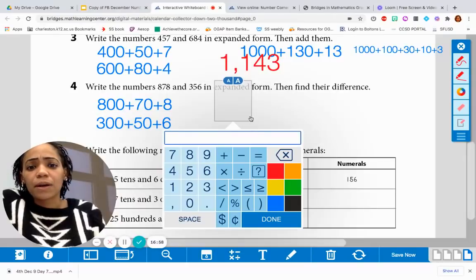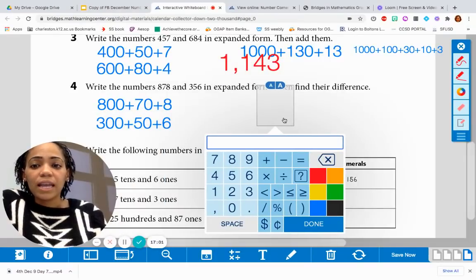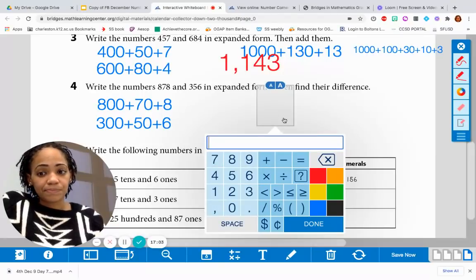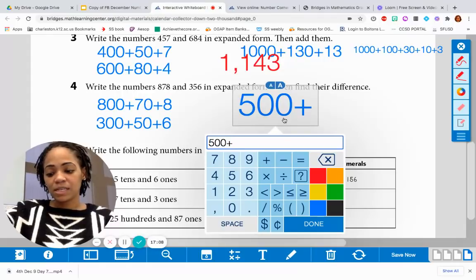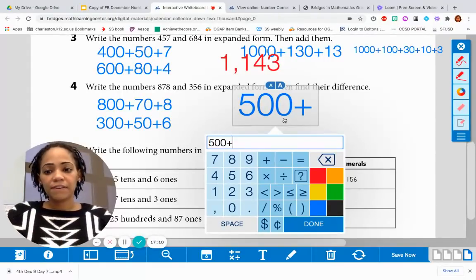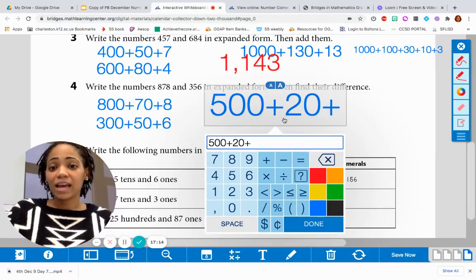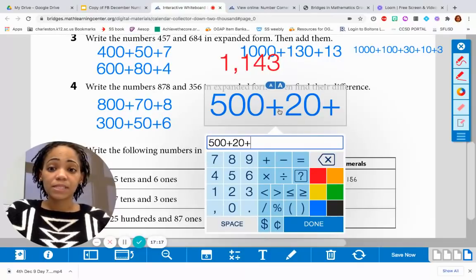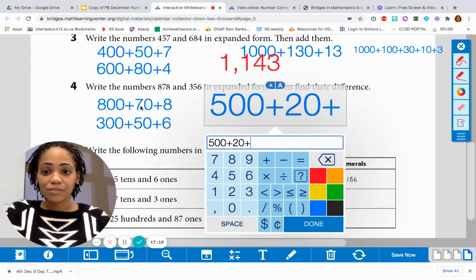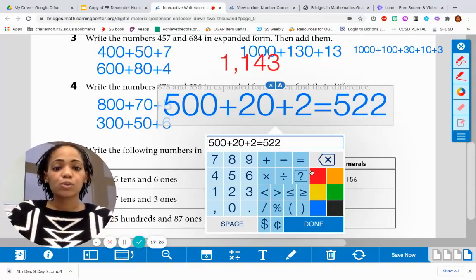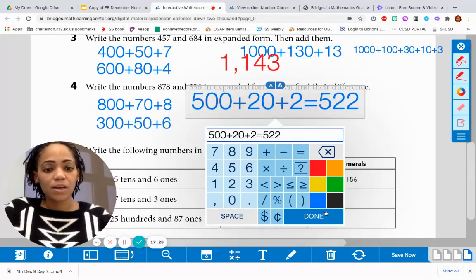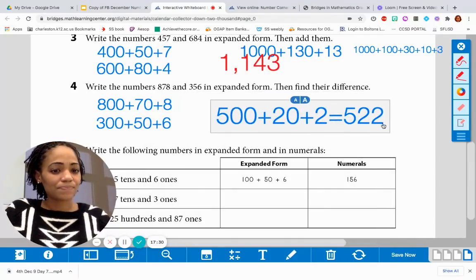And just like I did before, I'm going to start with my hundreds. 800 minus 300. 500. Then I have 70 minus 50. Good, 20. Then I have 8 minus 6. I'm subtracting this from this. 8 minus 6 is 2. So my answer is 522. Did you get it? With me? Is it making sense?